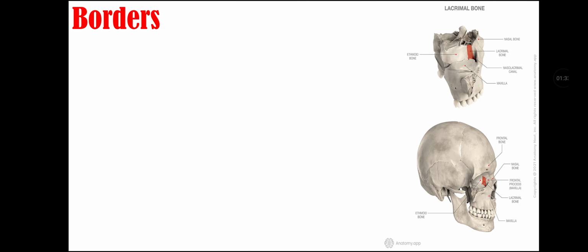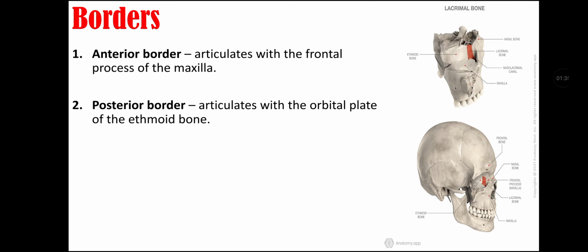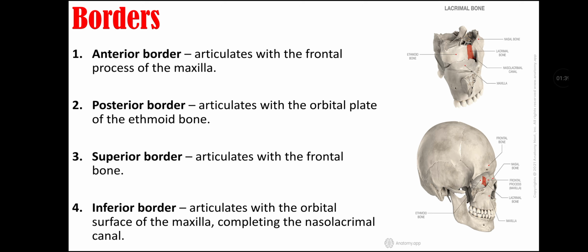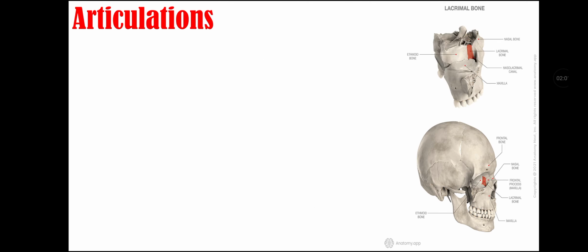Now let's talk about borders of lacrimal bones. It has anterior border, posterior border, superior border and inferior border. Anterior border of lacrimal bone articulates with frontal process of maxilla. Posterior border of lacrimal bone articulates with orbital plate of ethmoid bone. Superior border of lacrimal bone articulates with frontal bone, and inferior border of lacrimal bone articulates with orbital surface of maxilla, thus completing the nasolacrimal canal.